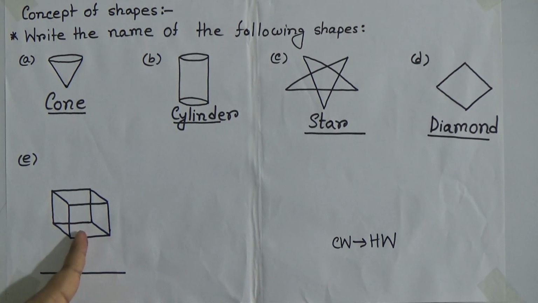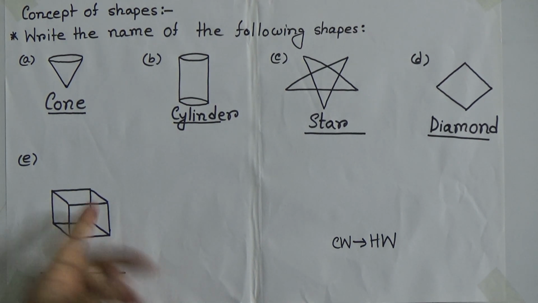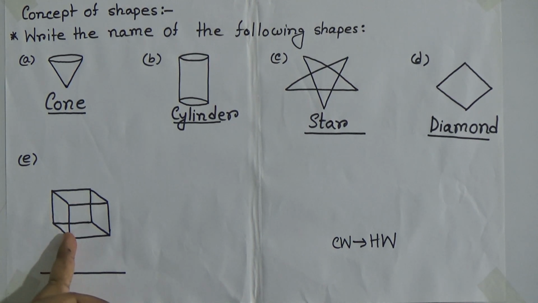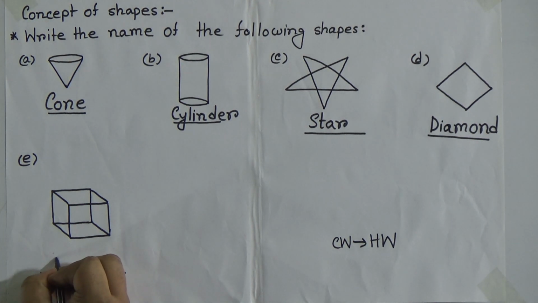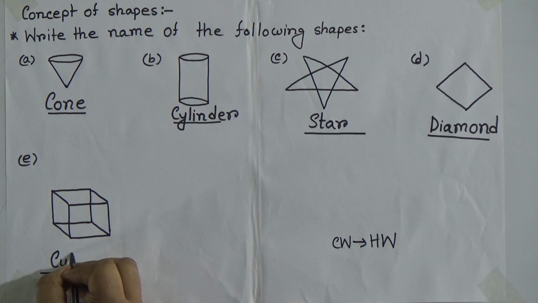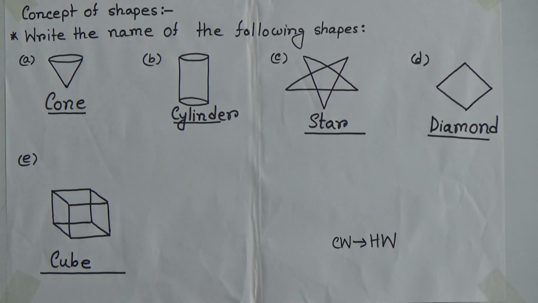And this is what? It looks like a dice. My dear students, this is cube. So we write cube. C-U-B-E, cube. So the name of the shape is cube, C-U-B-E, cube.